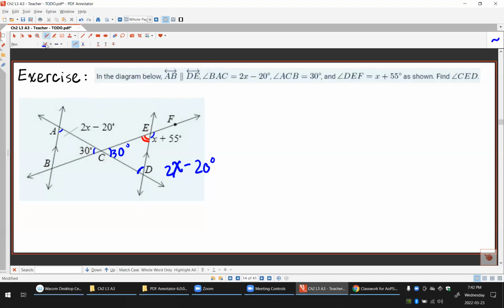All right, so let's consider this triangle here. Triangle CED, okay? If we consider this triangle, we know that the sum of the interior angles are 180. So one angle is 30 degrees. Another one is this angle here, 2x minus 20 degrees. So what is the third angle here? What should I put here?